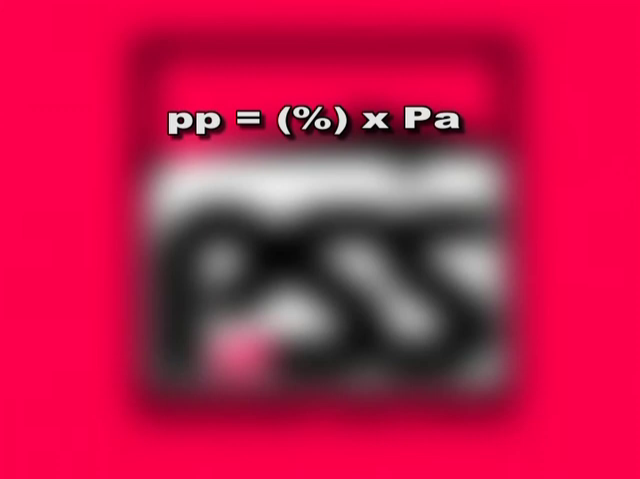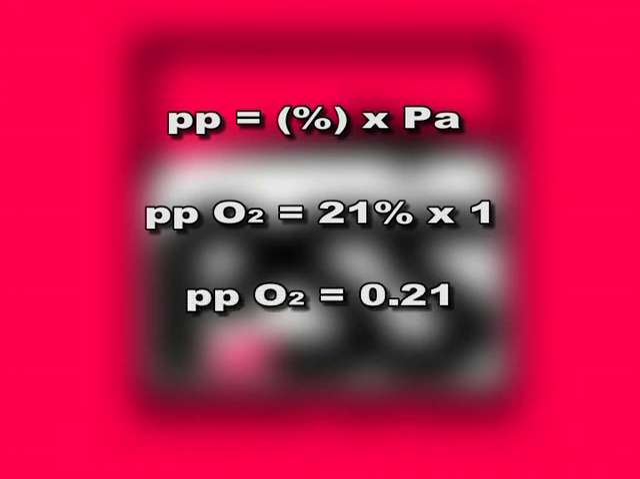Luckily, it is very easy to calculate the partial pressure. It is a percentage of the absolute pressure equal to the percentage of the gas. For example, the percentage of oxygen in air is 21%. So, if air is at an absolute pressure of 1 atmosphere, the partial pressure of oxygen is 21% of 1 atm, which is 0.21 atm.